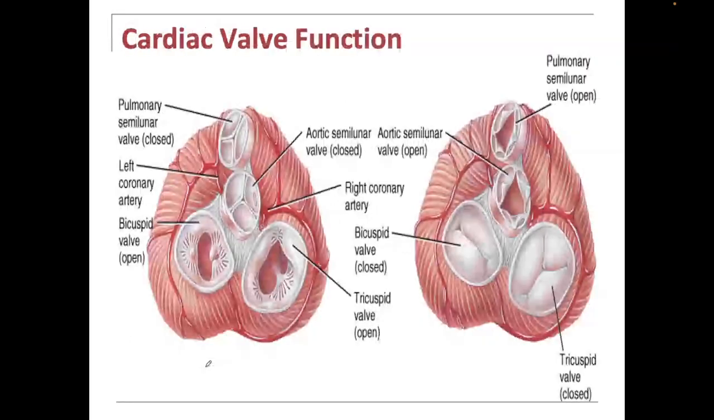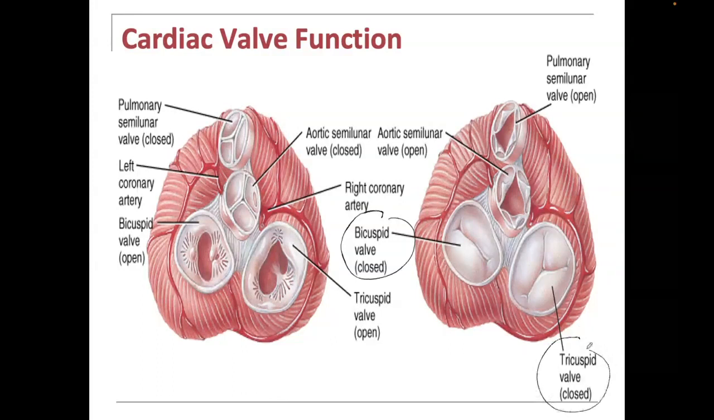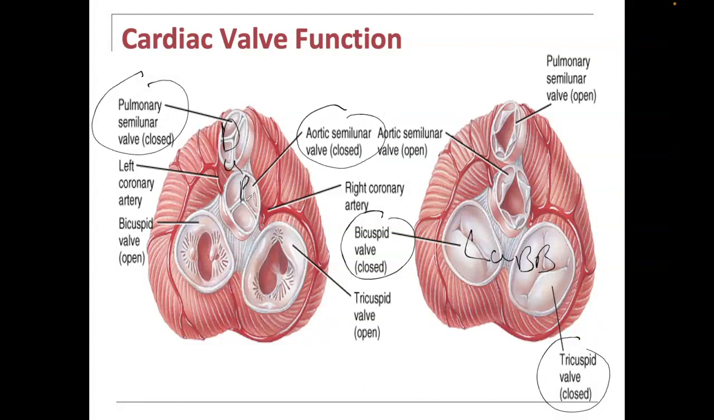Lub-dub, lub-dub. So on the right-hand side, we see the bicuspid valve closed, and we see the tricuspid valve closed. So that's going to give us the lub sound. Notice the semilunars are open. Then the pulmonary semilunar and the aortic semilunar close. That's the dub. When the semilunars are closed, the AV valves open.